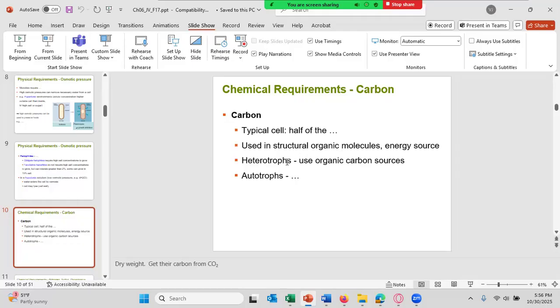A heterotroph is an organism that uses an organic carbon source. Humans are heterotrophs. We get our carbon needs from the carbon we eat and the carbon we drink. But an autotroph makes its own sugars, for example, its own molecules, starting from CO2 and water. An autotroph gets its carbon source from CO2, either dissolved in the air or in the water. Any question about the difference between a heterotroph and an autotroph?